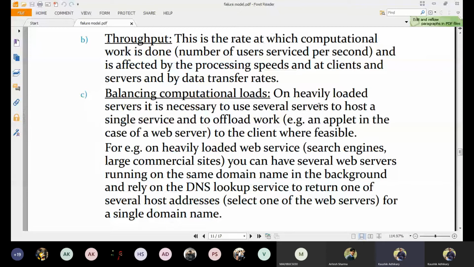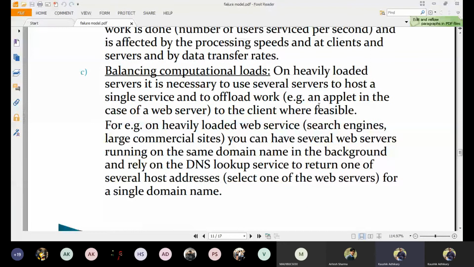For example, on heavily loaded web services, that is search engines and large commercial sites, you can have several web servers running on the same domain name in the background and rely on the DNS lookup service to return one of the several host addresses for a single domain name. Means what happens if we want to search information on the net? Instead of dedicating a single server, we can have multiple replicated servers, a local server which can handle that request.